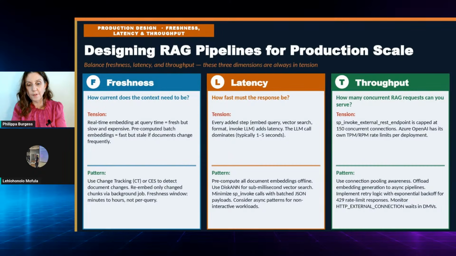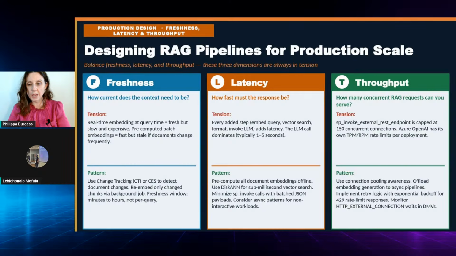Latency: how fast must the response be? Tension: every added step, embed query, vector search, format, invoke LLM, adds latency. The LLM call dominates, typically 1 to 5 seconds. Pattern: pre-compute all document embeddings offline. Use DiskANN for sub-millisecond vector search. Minimize sp_invoke calls with batch JSON payloads. Consider an async pattern for non-interactive payloads.